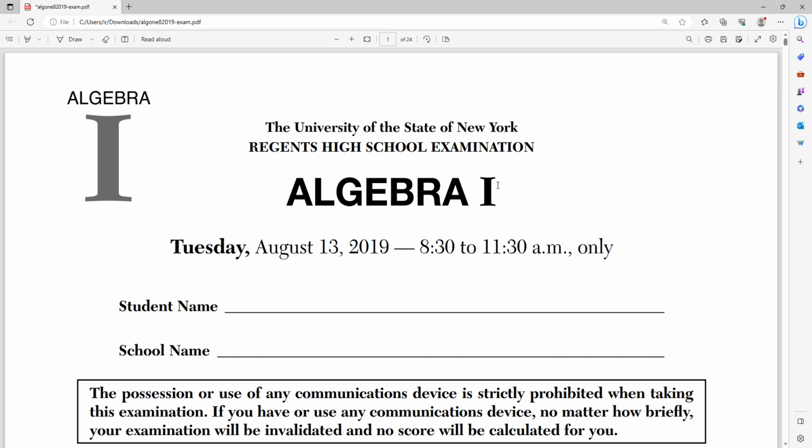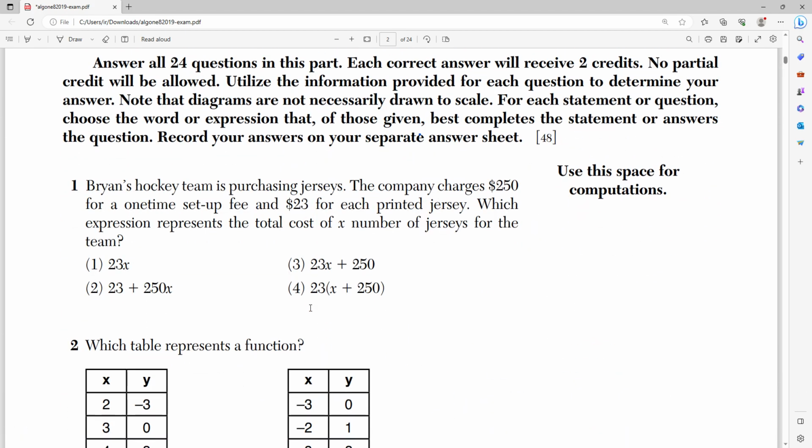Hello everyone, today we're going to be going over the entire multiple choice section of the August 2019 Algebra 1 Regents exam. Starting with question number 1, which asks, Brian's hockey team is purchasing jerseys.